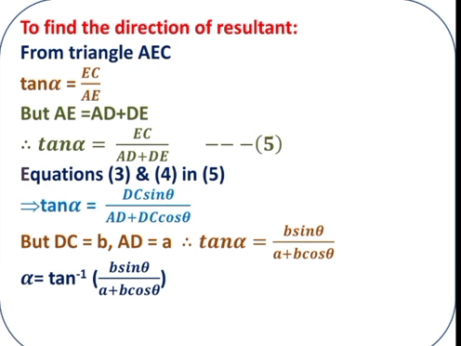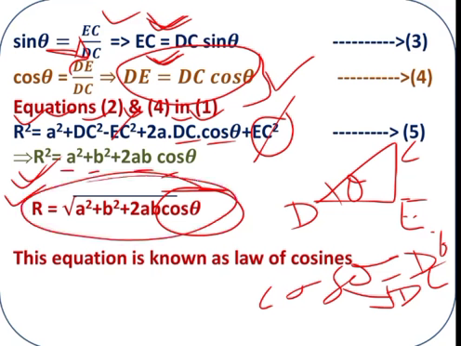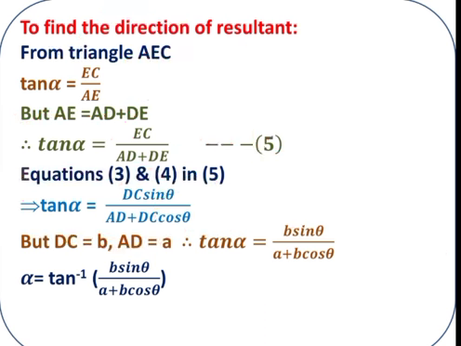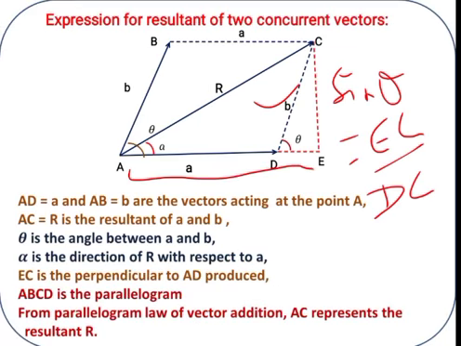Whatever we have learnt here is the magnitude of the resultant vector. Now if we want to know the direction of the resultant, from the triangle AEC, this right angle triangle, alpha is the angle between R and A.